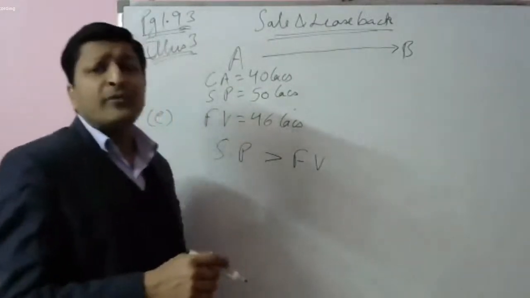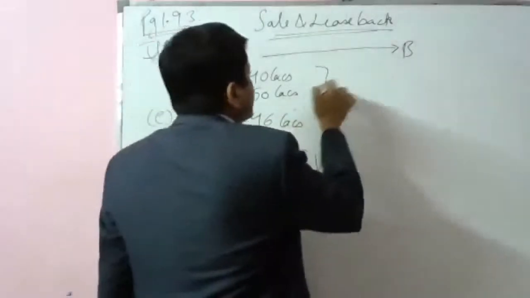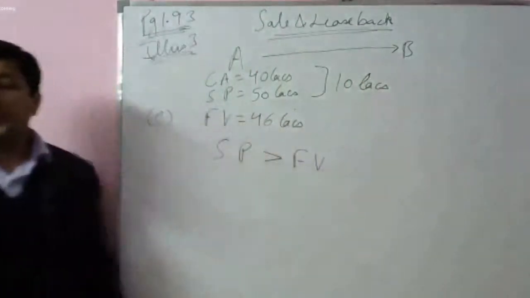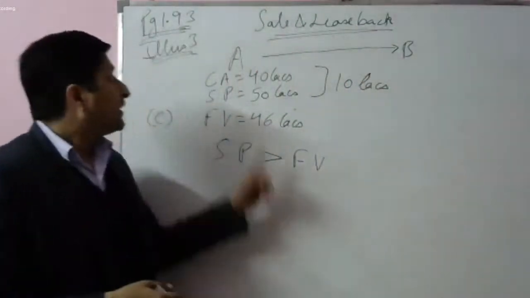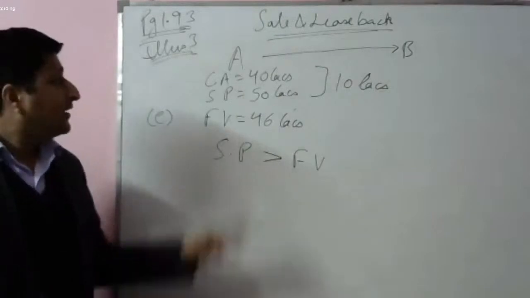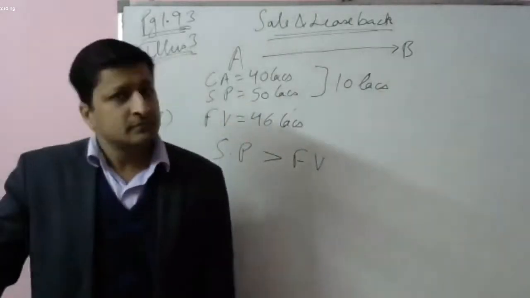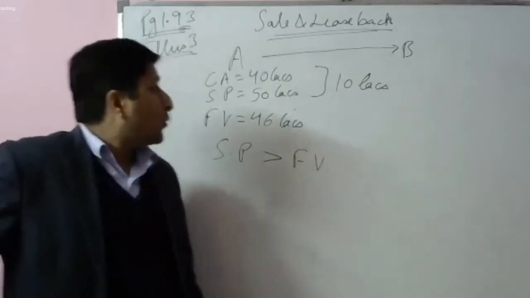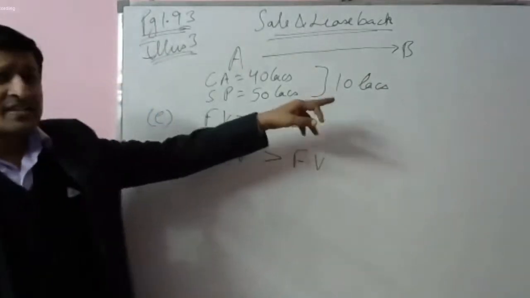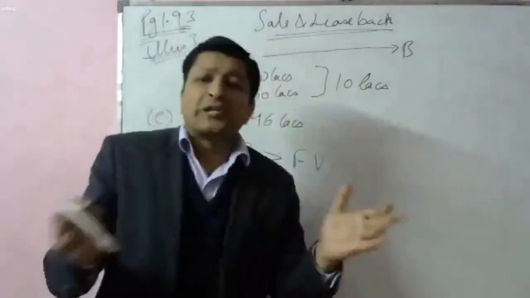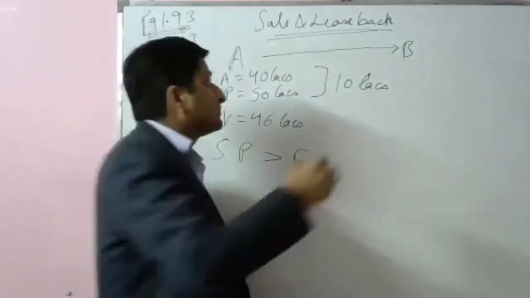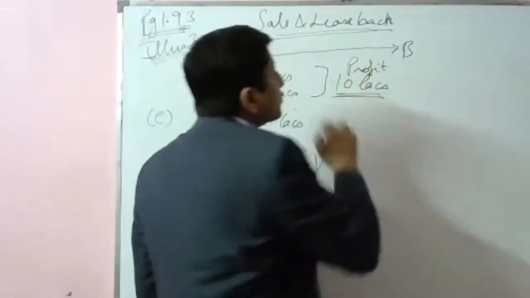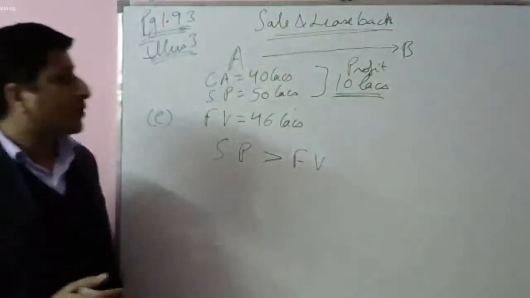Now, if you look at the profit, what's the profit? 10 lakhs. Why? In the books, it was appearing at 40. It's been sold at 50. Now, this profit of 10 lakhs has got two components. Let's understand what those two components are.